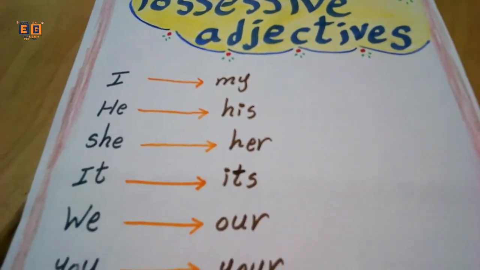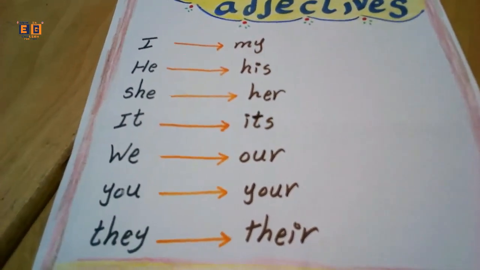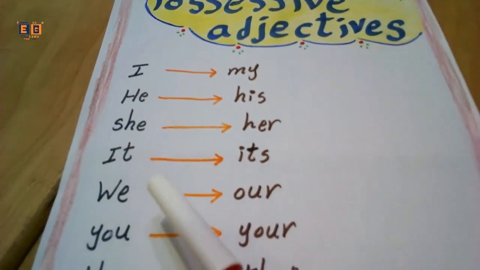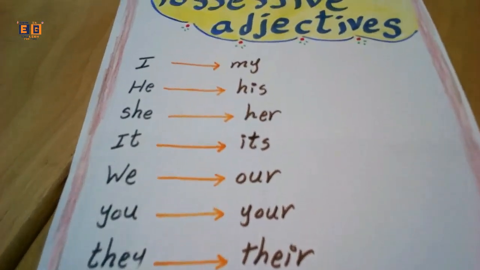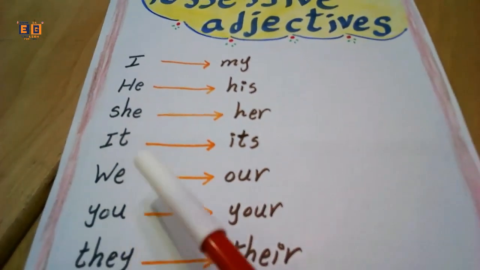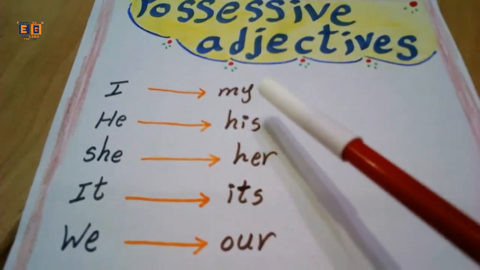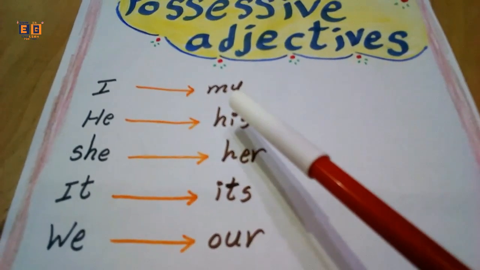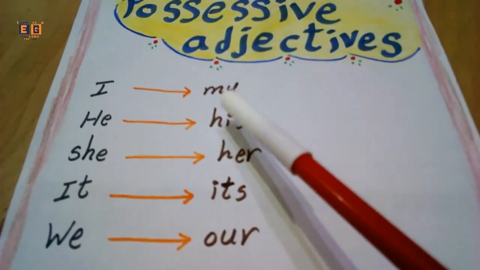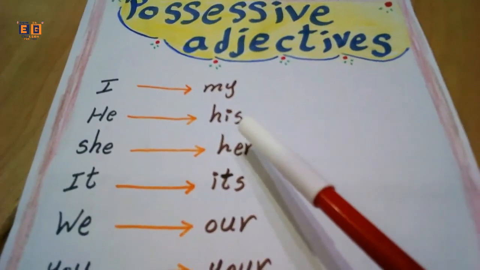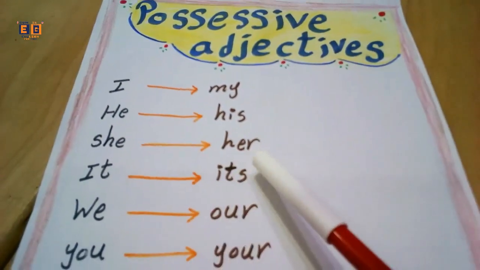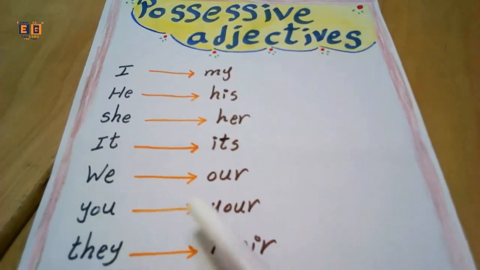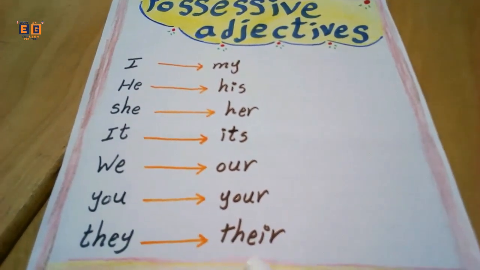As we see, we have 7 subject pronouns in the English language: I, he, she, it, we, you, and they. Each subject pronoun has its own possessive adjective. My shows the ownership for the subject pronoun I. His shows the ownership for he, her for she, its for it, our for we, your for you, and their for they.